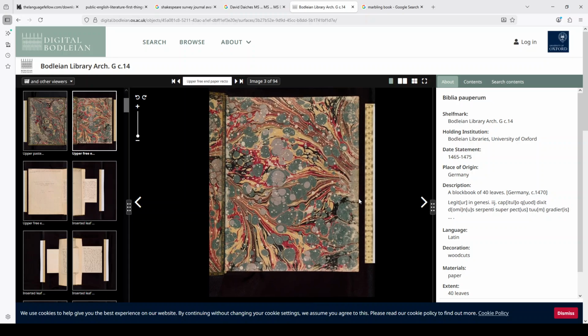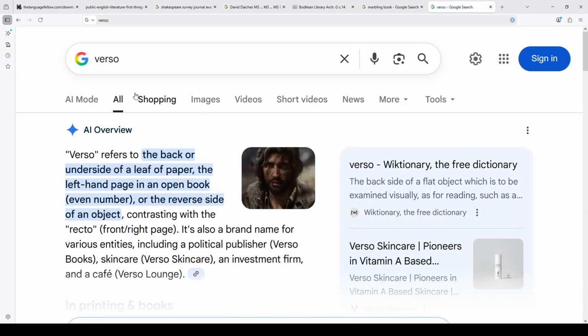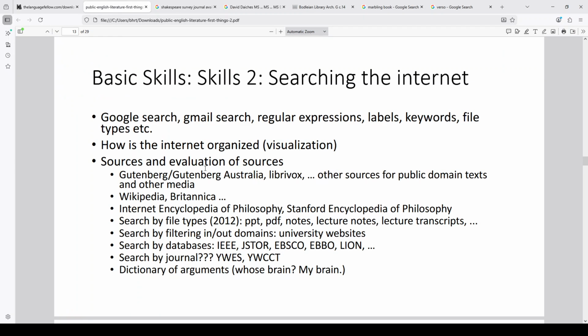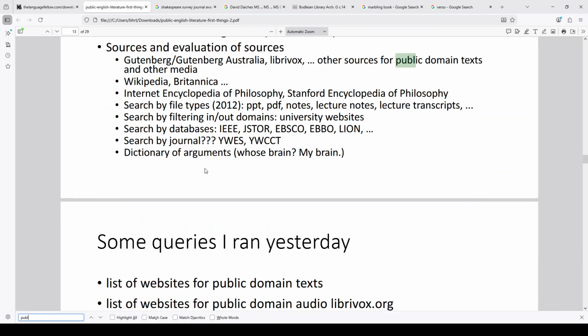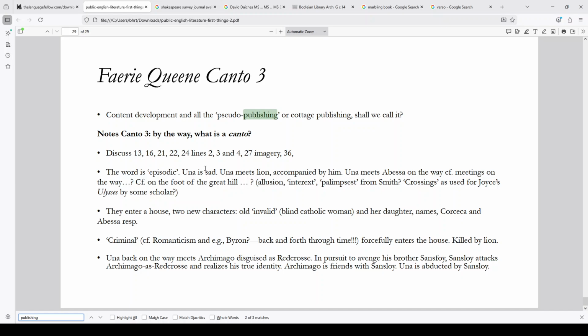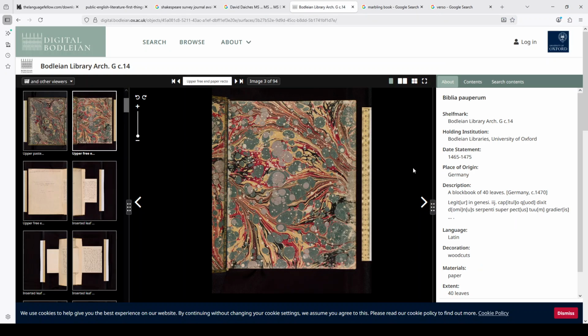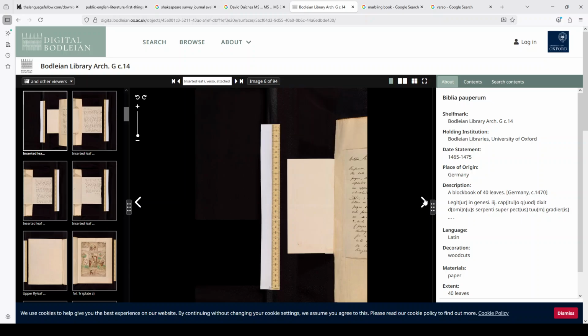So if you are talking about a book, you should be able to use terms like verso. This is the vocabulary that you need. I have mentioned in the slides here: search for book publishing vocabulary, right? This is the kind of thing you are expected to know when you're attempting an exam.